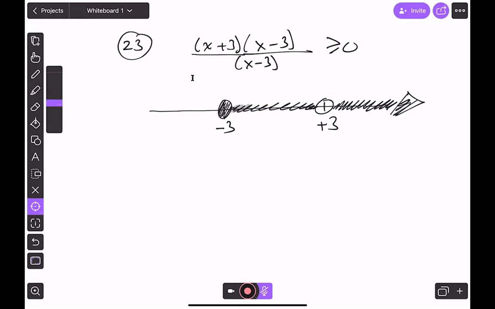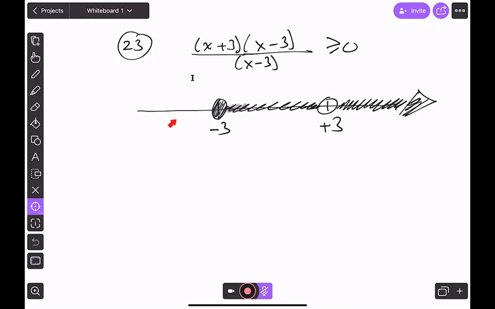Let's go below minus 3. What's a good number below minus 3? Like minus 4. Negative times a negative is a positive, divided by a negative. Overall, it's negative, and that's certainly not greater than 0. So I'm ready to write my answer down now. And what's my answer going to be?